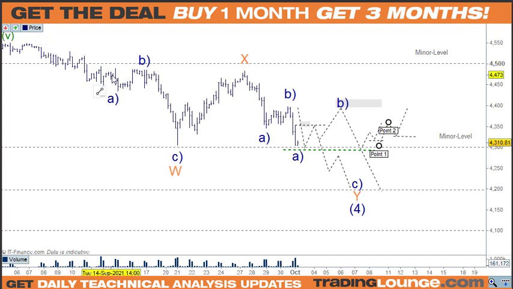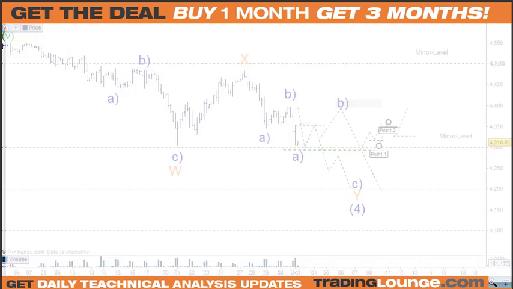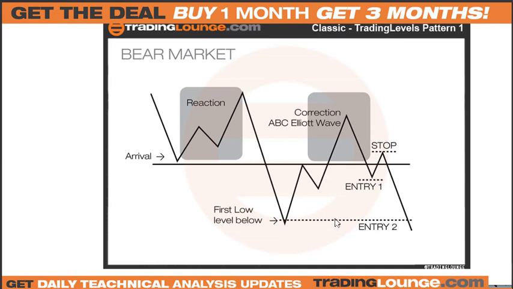So another way to view it, I guess, is looking at the 4,300 as the retested resistance and shorting that with the classic trading levels pattern, and then looking down to the next level, which would be 4,200. So the market's coming down at the moment. It's going to bounce. We could short it under this B wave here, and then when it comes through here, it will come back and retest that as well. So we could short it here. We can short it here.